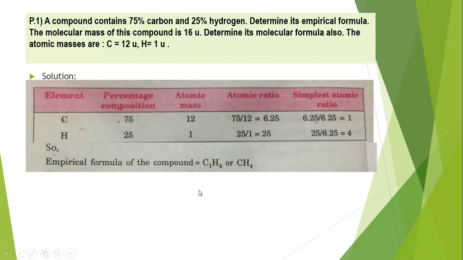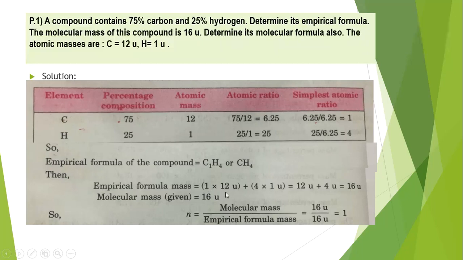So 1 carbon, so 1 into 12, plus 4 hydrogen, so 4 into 1. And your answer becomes 12 plus 4u equals 16u. So empirical formula mass, right now you have got. After this, molecular mass is given in the question. Molecular mass of the compound is 16.